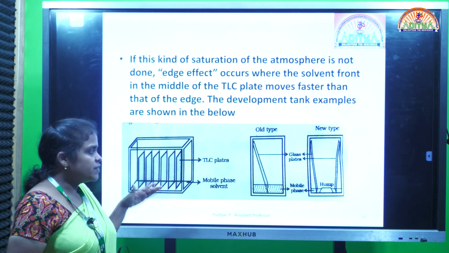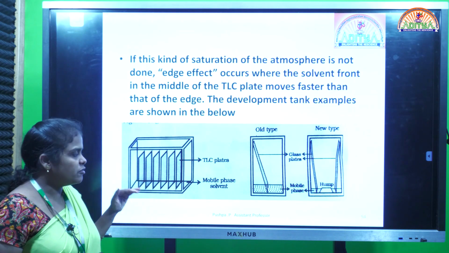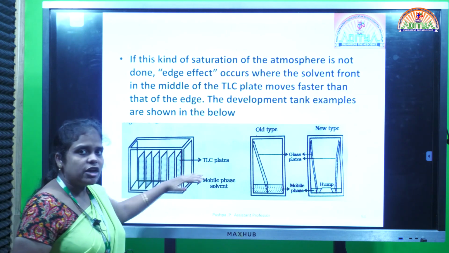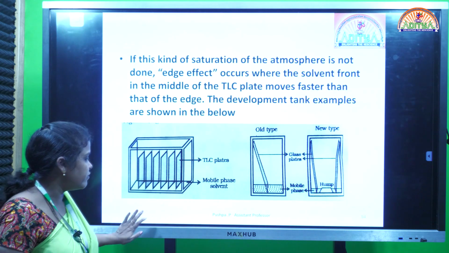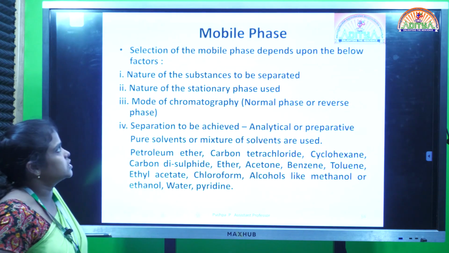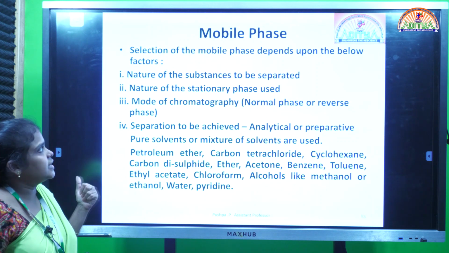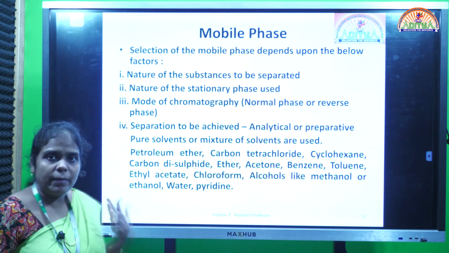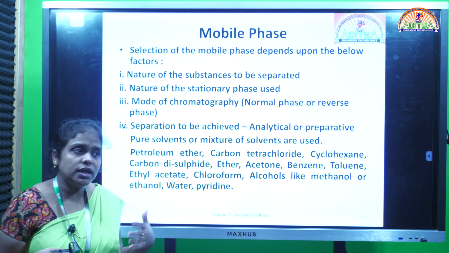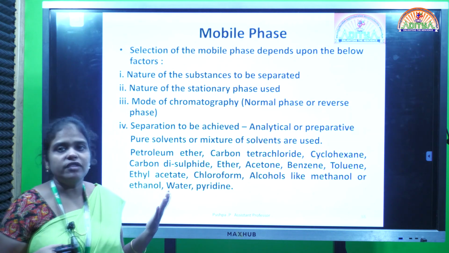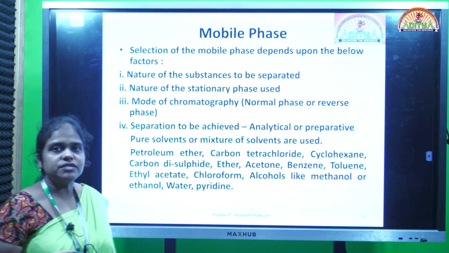So after this, in this development tank, as I already told you, we have to take the mobile phase beforehand. We have to fill these development tanks with mobile phase, then we keep our TLC plate. So what are the different types of mobile phases we will use? First of all, selection of the mobile phase depends upon some categories. We have to select the mobile phase based on the substance which we are going to separate. Based on the nature of the substance, we have to select the mobile phase.